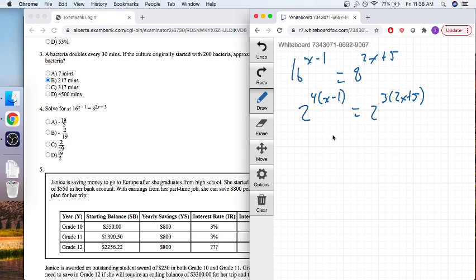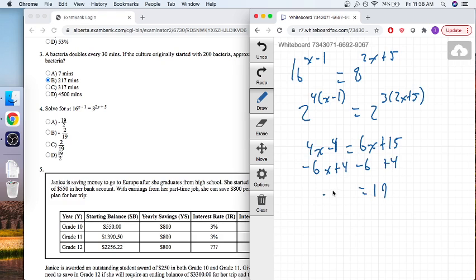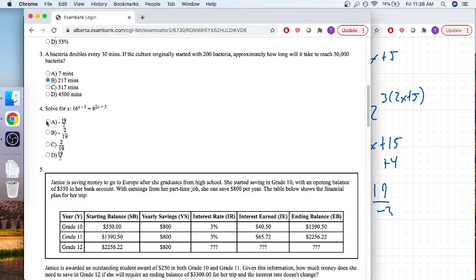Okay, so we can drop the bases, so it'd be 4x minus 4 equals 6x plus 15. Bring the x's to this side, so minus 6x, plus 4, plus 4. So we get 19 on this side, and we get negative 2x on this side, divided by negative 2, divided by negative 2. x equals negative 19 over 2, which is our answer.